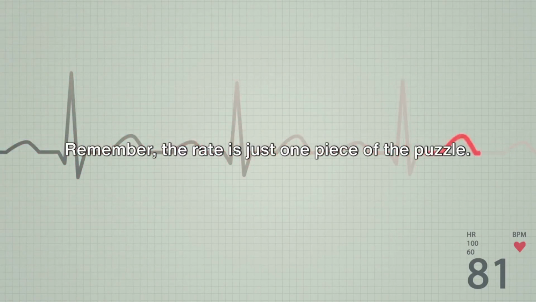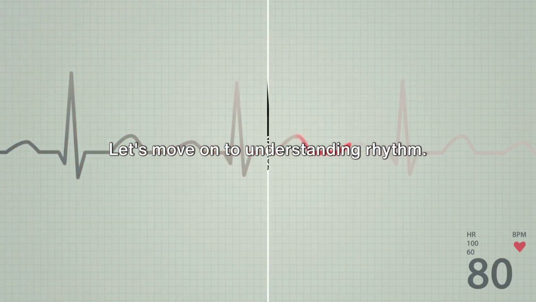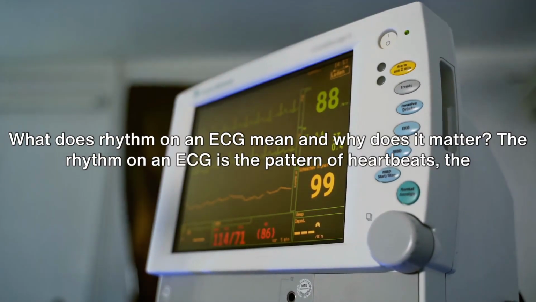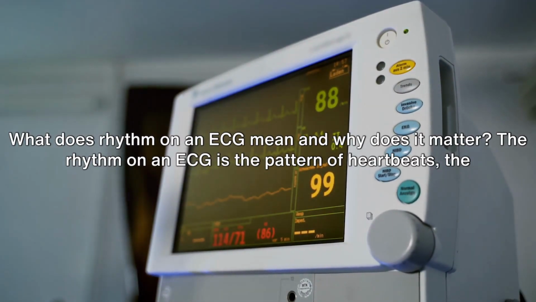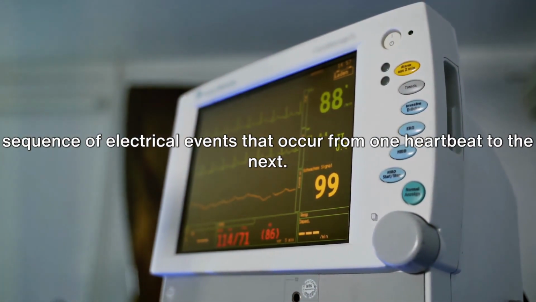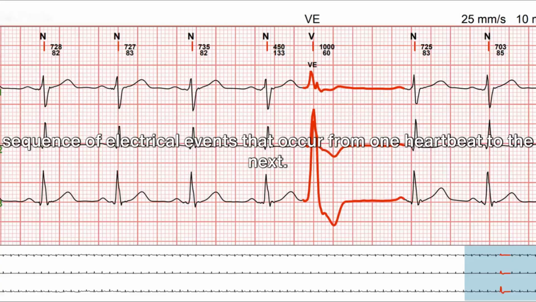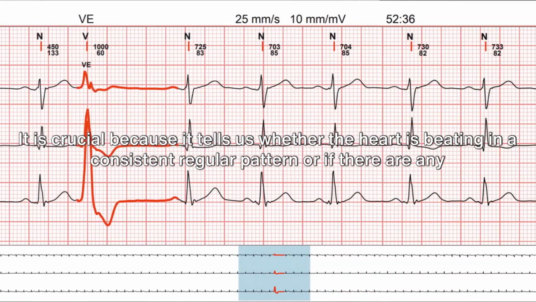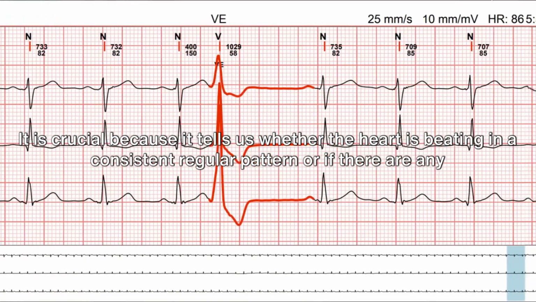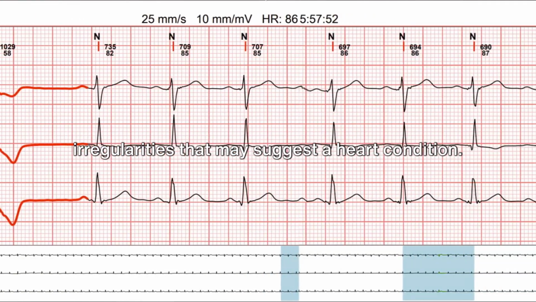Remember, the rate is just one piece of the puzzle. Let's move on to understanding rhythm. What does rhythm on an ECG mean, and why does it matter? The rhythm on an ECG is the pattern of heartbeats, the sequence of electrical events that occur from one heartbeat to the next. It is crucial because it tells us whether the heart is beating in a consistent regular pattern, or if there are any irregularities that may suggest a heart condition.